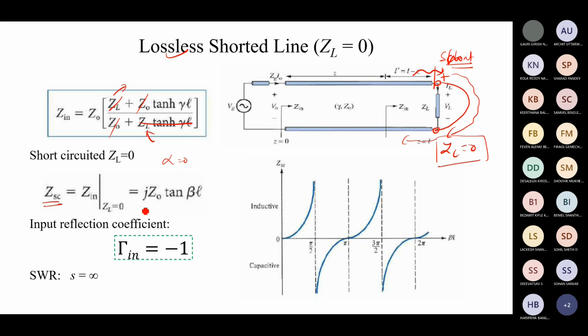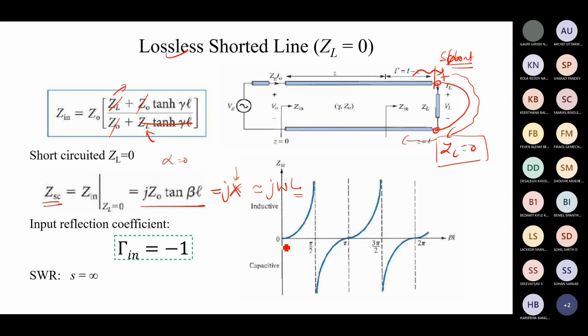And if we say it is a lossless line, so alpha equal to 0, you will get this. So ZSC is nothing but jZ0 tan beta L. If you say this is equal to jX, which is nothing but a reactance, you can notice that there is no real term. A short circuited line will not have any real part, and most probably it will have a reactance term. This is quite similar to j omega L, which is nothing but inductance. So a short circuited line will behave like an inductor.